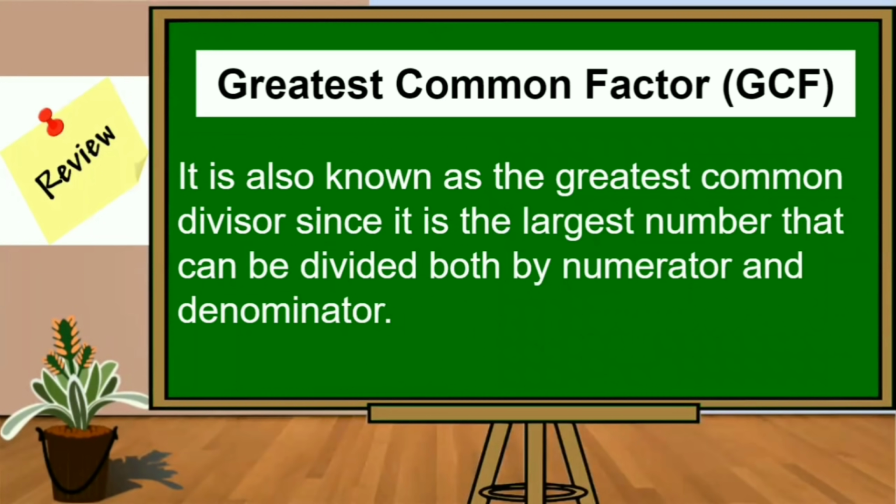And now we're going to talk about the greatest common factor, or GCF. It is also known as the greatest common divisor since it is the largest number that can be divided by numerator and denominator. We use GCF in simplifying fraction or changing fraction into lowest term, which is one of our topics in this math tutorial.